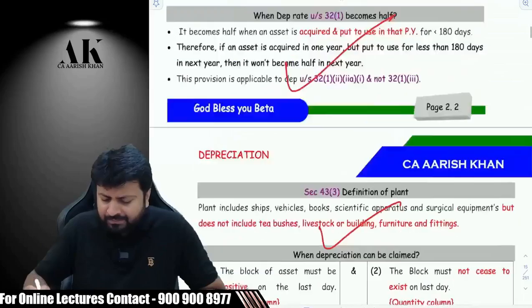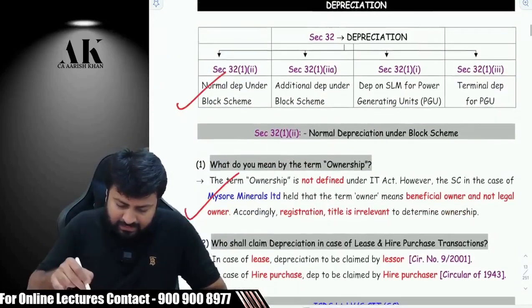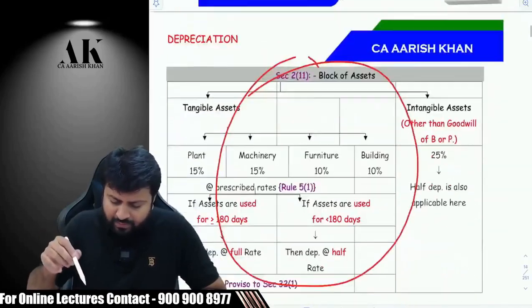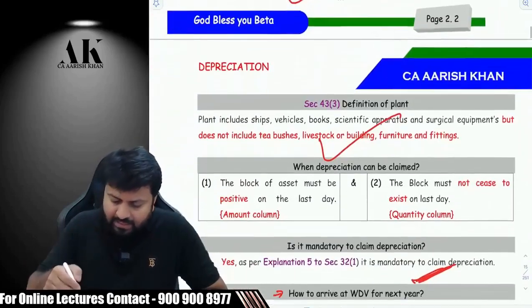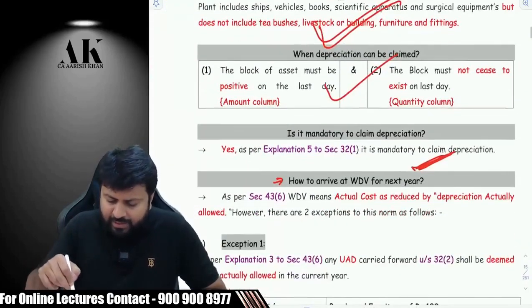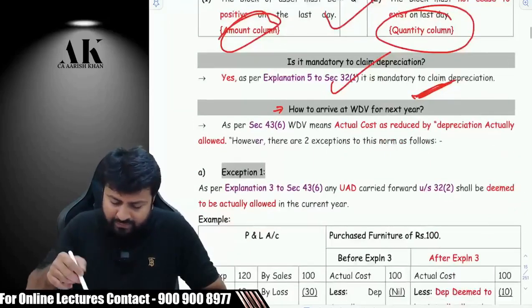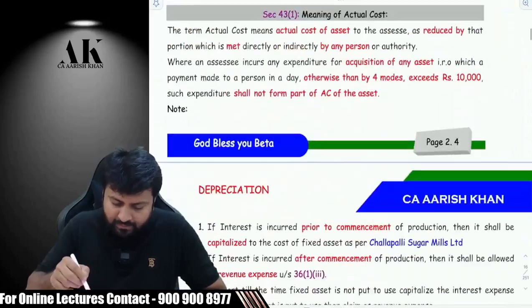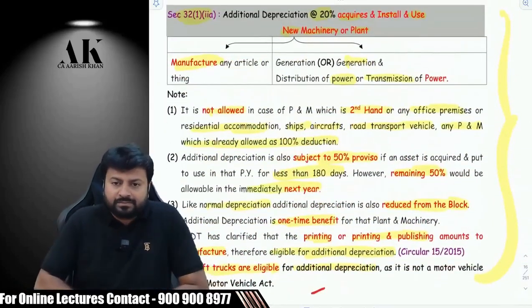Apart from that, from your color book, we have done ownership, lease transaction, ICDS, case law, what is the meaning of use, rates of depreciation yesterday, when it becomes half, plant definition, is it mandatory to claim depreciation, what are the two conditions to claim depreciation. We have done all of them. This WDV definition is pending, that we are going to start now. And then we did this additional depreciation. Now, if you have any question, you can ask me.